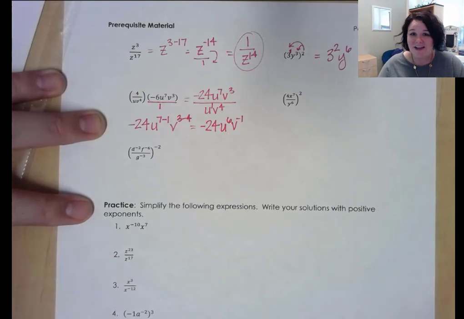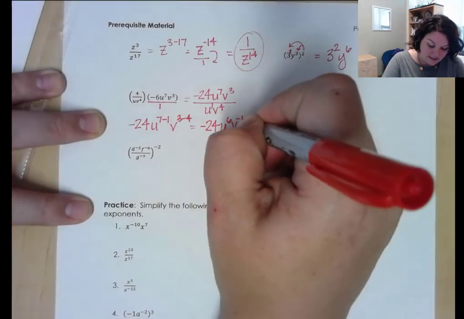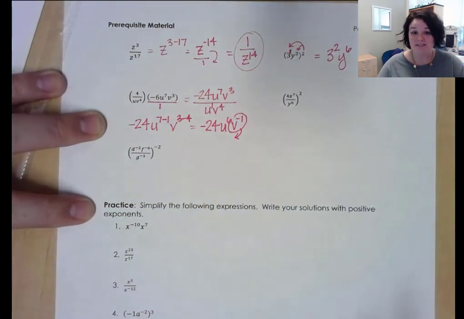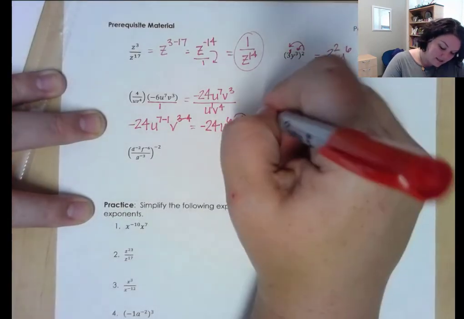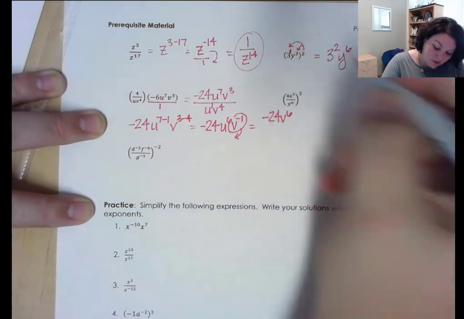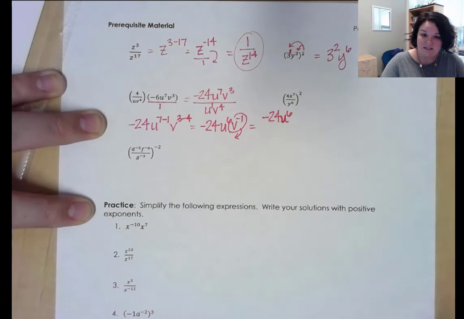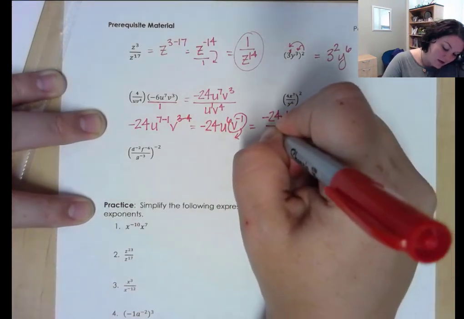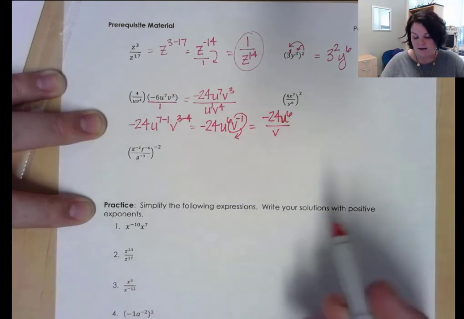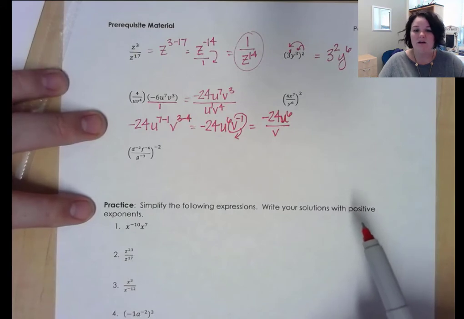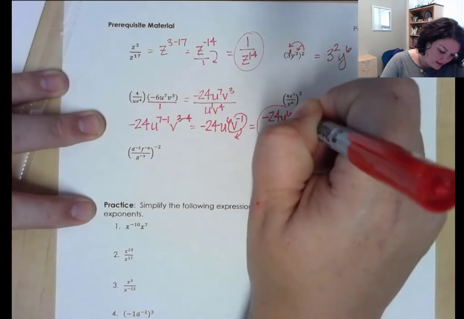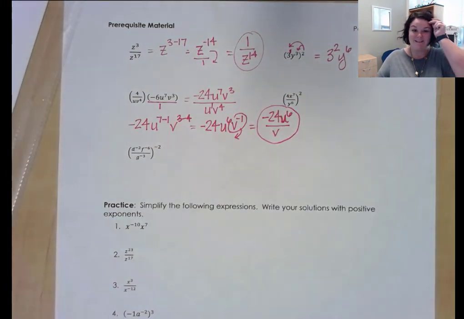And I'm almost done. I'm not done yet because I still have a negative exponent. So I need to take this one that has the negative exponent and move it down to the denominator so that I can end up with a positive exponent. Okay, so when it's all said and done, I'll have negative 24 u to the 6th, and then that v to the negative 1, I move down to the bottom. When I move it down to the bottom, it becomes v to the positive 1, and I'm not going to write the 1. If you write the 1, that's fine, but usually if the exponent is a 1, we just don't write it. So we're going to leave it like that. Everybody okay? That was a little bit tricky.